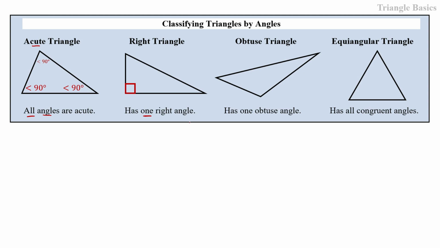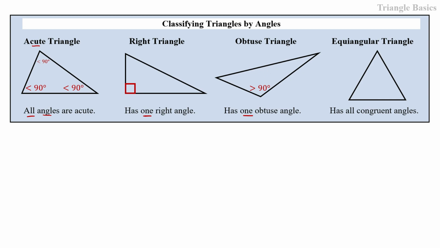And for an obtuse triangle, it has to have only one obtuse angle. For example, that angle right there is going to be more than 90. But remember, it also has to be less than 180. But it's going to be obtuse, more than 90 degrees. And it has to have only one. Okay, the other 2 here are going to be acute angles.